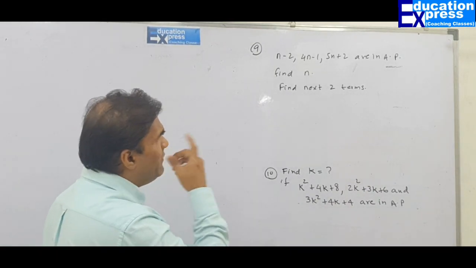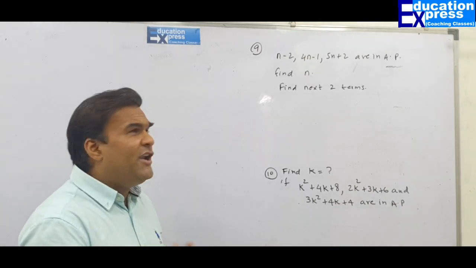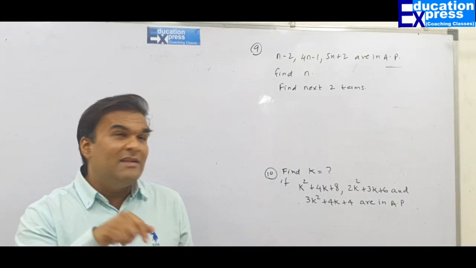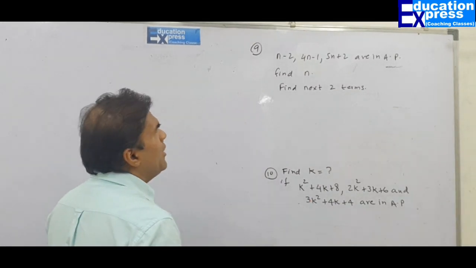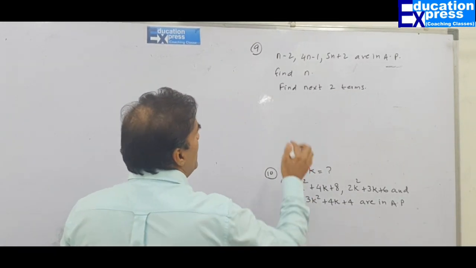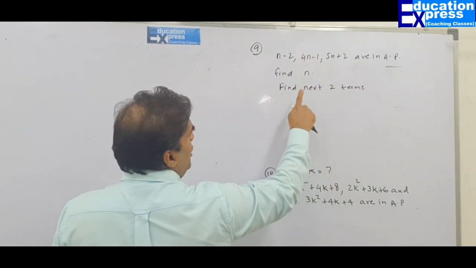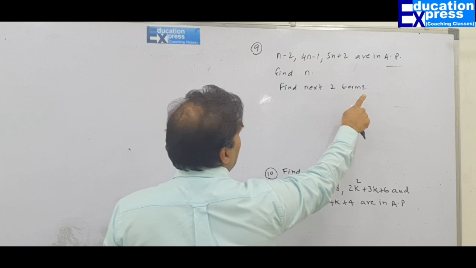Look at question number 9, which is very simple. I keep on reiterating this: second term minus first term is equal to third term minus second term. That's the peculiarity or characteristic of an AP. The first term, second term, third term, the whole series is given to you, which is in AP. You have to find n and find the next two terms.